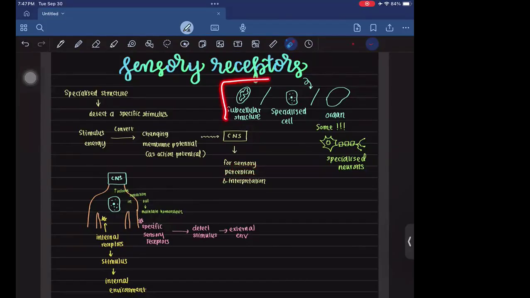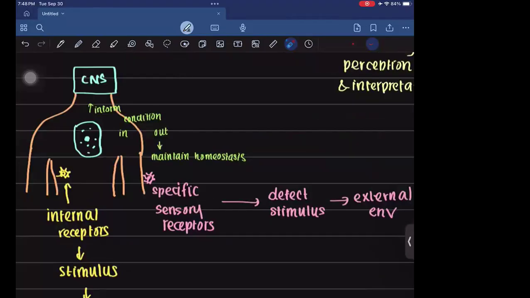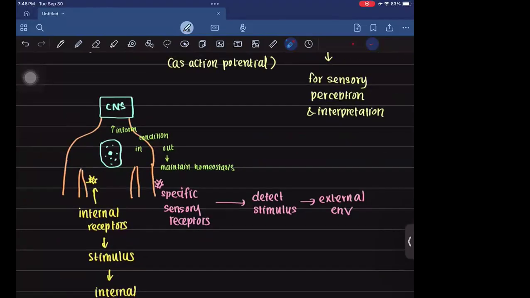So what can they be? How do they look like? They can be a subcellular structure, a component inside the cell, or they can be an entire cell itself, but the cell is specialized, or they can be an organ as well. And some of them can also be specialized neurons. These sensory receptors have the ability to inform the central nervous system. They'll be updating the central nervous system about the conditions inside and outside the body in order to maintain homeostasis.